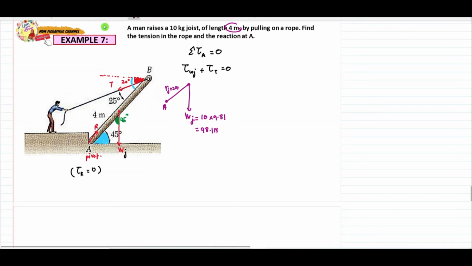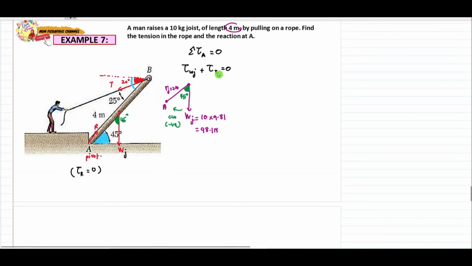And then remember the angle between RJ and WJ. So here is equal to 45 degree. Kan? Ni triangle. So 180 minus 90 minus 45, and then kita akan dapat sini 45. And how about the direction? So the direction is clockwise direction, so it's negative value.